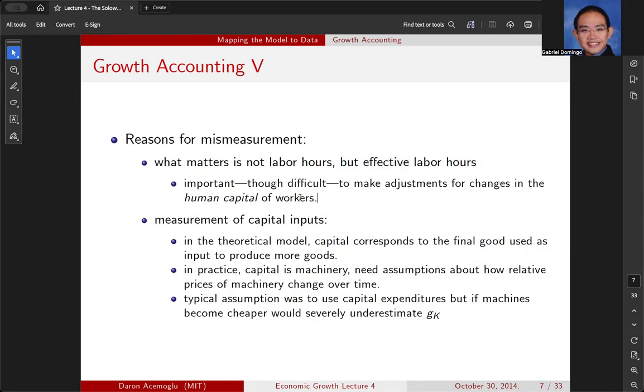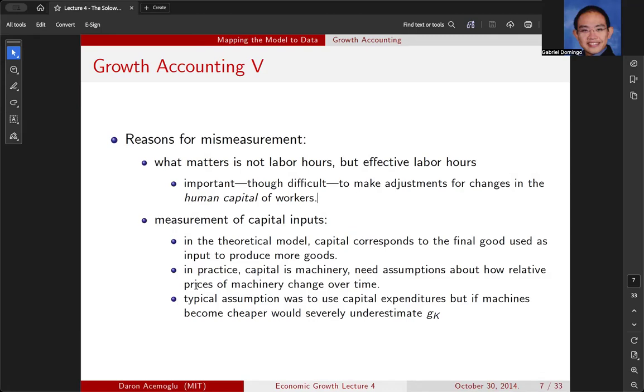So it's important though difficult to make adjustments for changes in the human capital of workers. So we'll try to do that in a few of these slides. A slightly more advanced reason here is this measurement of capital inputs. So there could be a mistake or difficult to measure capital inputs.